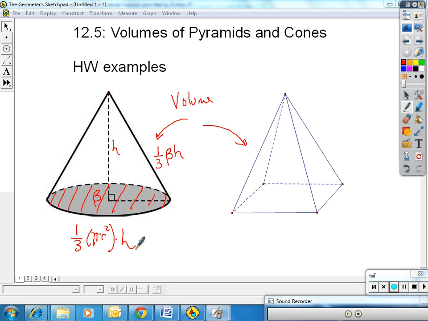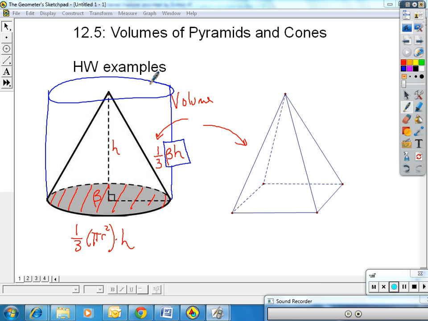You should also realize, since it's 1/3, we have seen base times height before. Area of the base times the height is actually the volume of the cylinder. So you should think that the cone is just 1/3 of that. Cut the volume of a cylinder in thirds, and 1/3 is the cone.